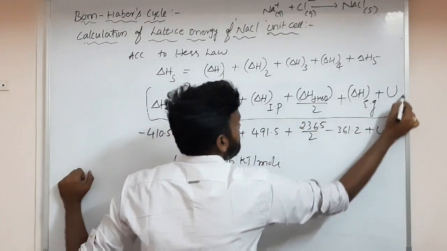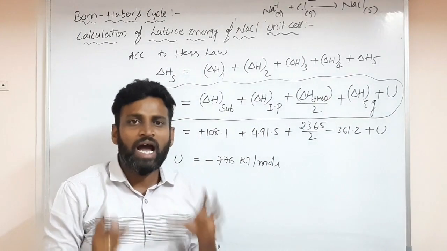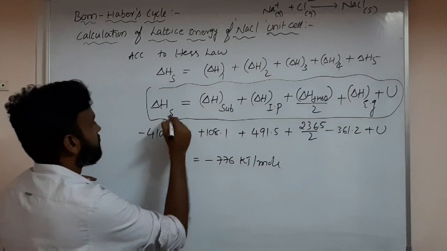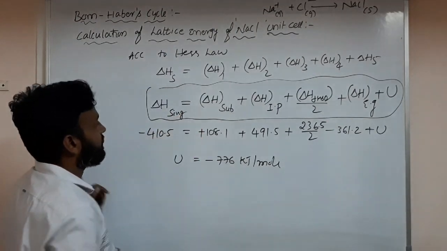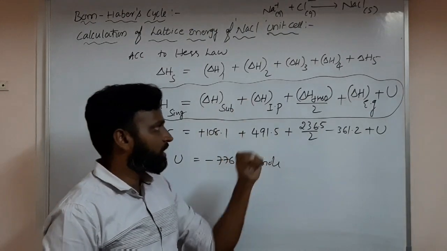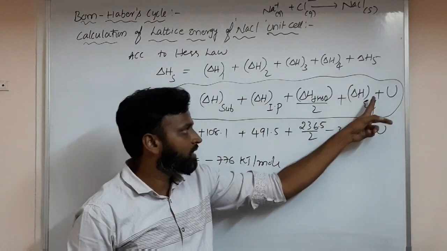What are the steps we used to form any ionic compound? Single step is equal to delta H sublimation plus delta H ionization potential, plus delta H dissociation by 2, plus delta H electron gain, plus U.